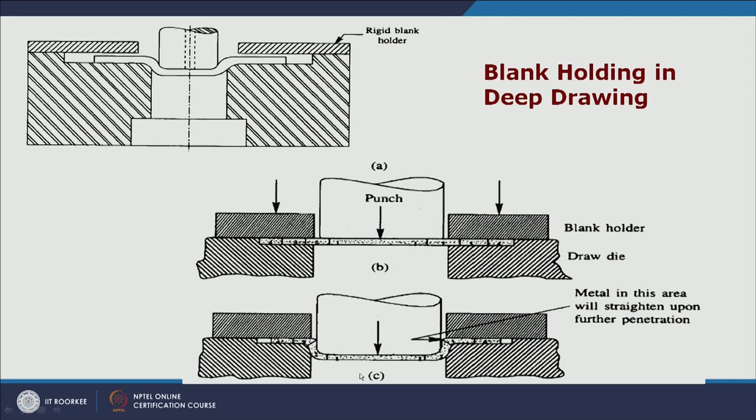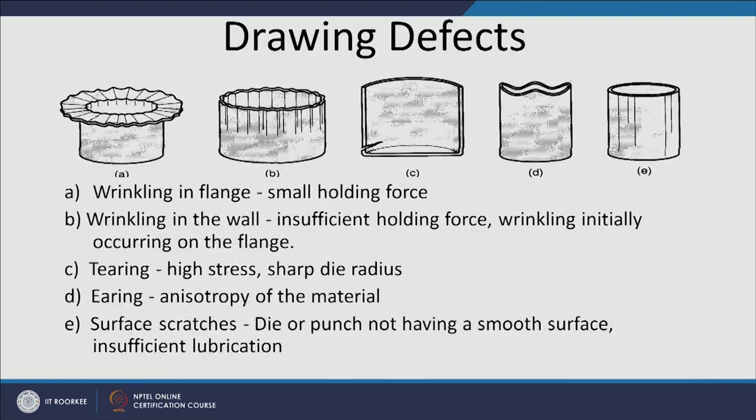So, when the force is applied through the punch, the sheet metal starts moving down. This is the region where the metal is subjected to bending and thereafter straightening. As the punch keeps moving down, the material will be straightened and subjected to bending. A little bit of thinning can also take place under these conditions, but the thinning is not significant in case of the drawing process.